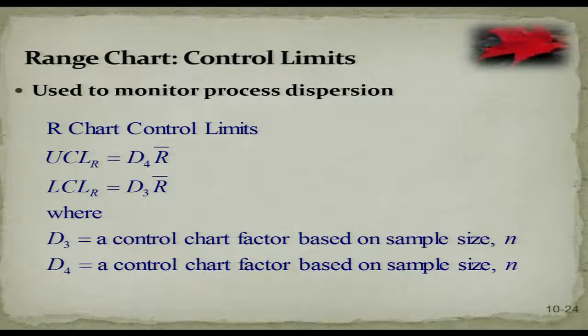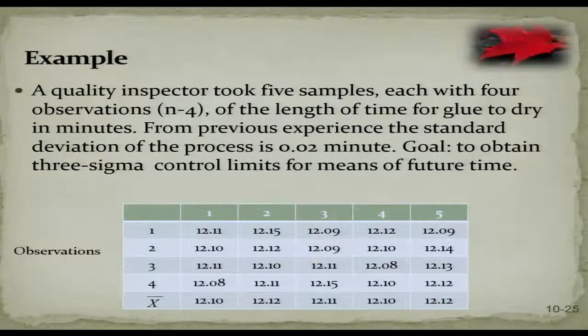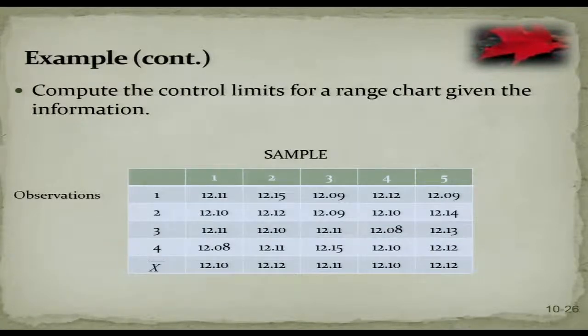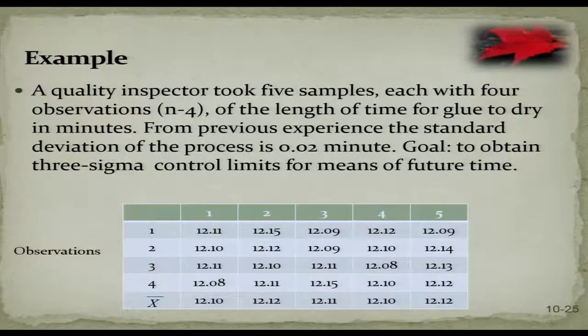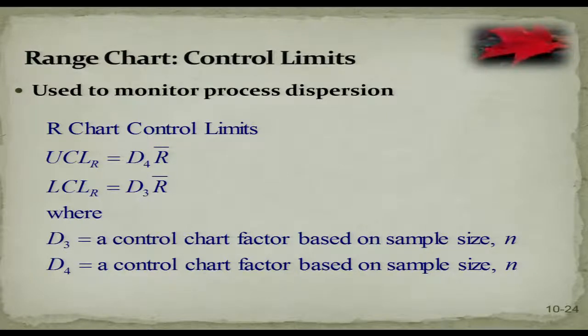Range charts are pretty straightforward. We still have to refer to page 433, and then you find the corresponding D3, the control factor, and D4, another control factor, with the sample size n. That's how we build the R chart. We went through this example last Friday to build the control charts for the mean. And then we continue today, same samples, same data. We want to build the control limits for the range chart. Here is the formula.